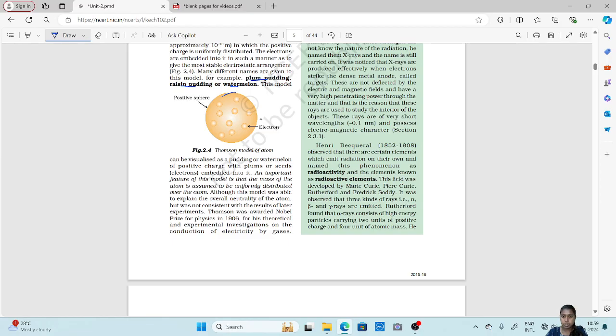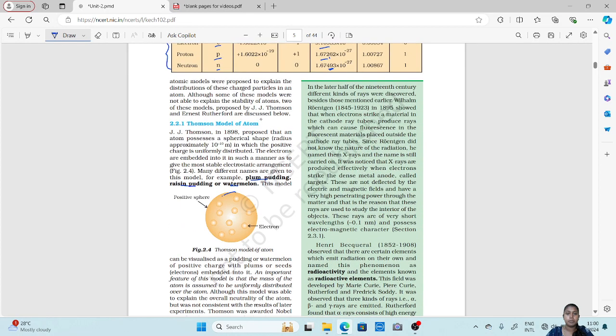Even though this was a failure, Thomson was awarded a Nobel Prize for Physics because of his theoretical and experimental investigations on the conduction of electricity by gases. Now, in the later half of the 19th century, different kinds of rays were discovered. We know cathode rays and canal rays, but in the 19th century, various kinds of rays were discovered besides those mentioned earlier. What did I mention earlier? Cathode rays and canal rays.